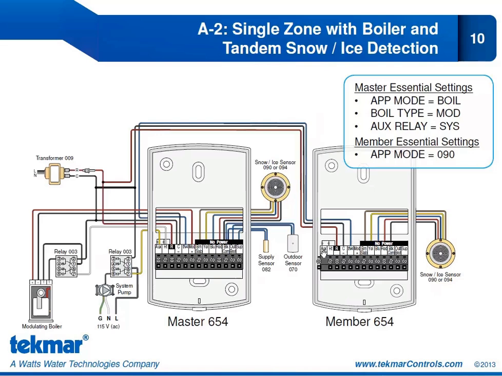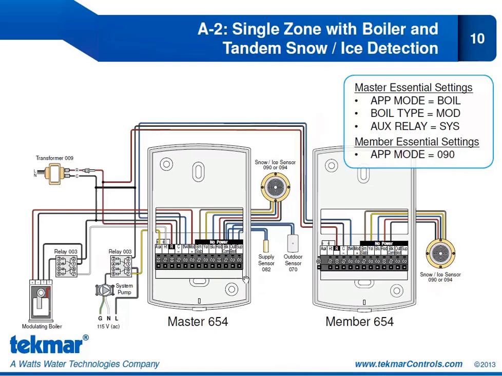So someone asked the other day if they could do this tandem snow ice detection and then connect an alert device to the auxiliary relay. And the answer is of course no, because we've lost the use of that relay through selecting application mode 090.